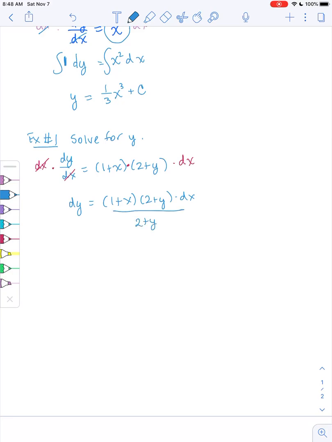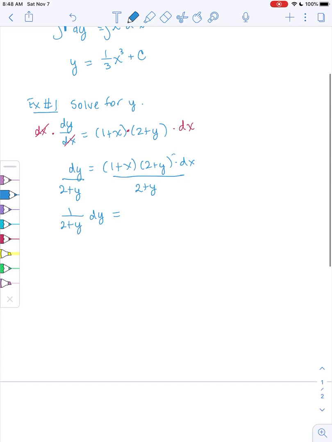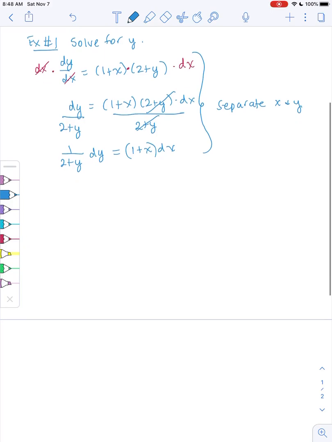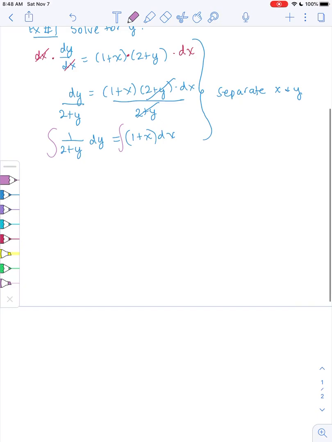So we want to keep the 1 plus x and the dx on one side. We're going to go ahead and divide over 2 plus y to the other side. In doing so, we now have 1 over 2 plus y on the left, dy. Everything's with respect to y. On the other side, the 2 plus y cancels out, and we have 1 plus x dx. Now this whole part right here was separating x and y. And then the next stage will be, we will integrate.